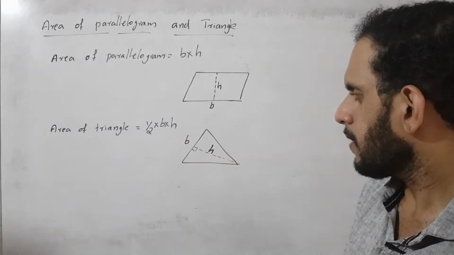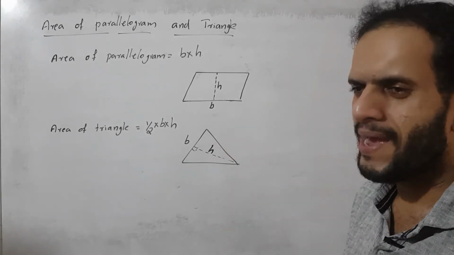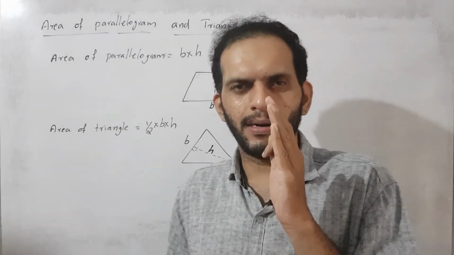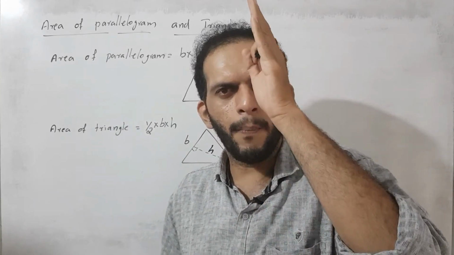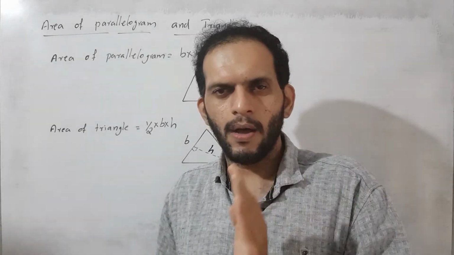Then what is base? Base is one side of the triangle, and height is the distance from the opposite vertex to that side.